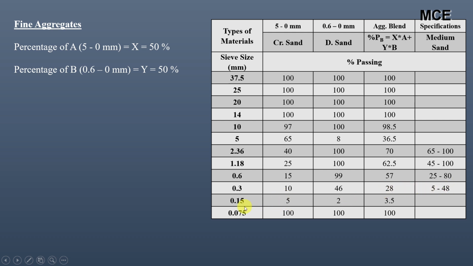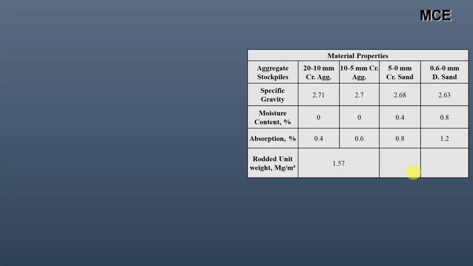And so on for the 150 micron and 75 micron sieves. Similarly, you simply have to mix 50% of this 5 to 0 mm and 50% of this 0.6 to 0 mm to get this blended aggregate, whose limit is within the specification limit. Again, you have to find the properties of the blended fine aggregate.